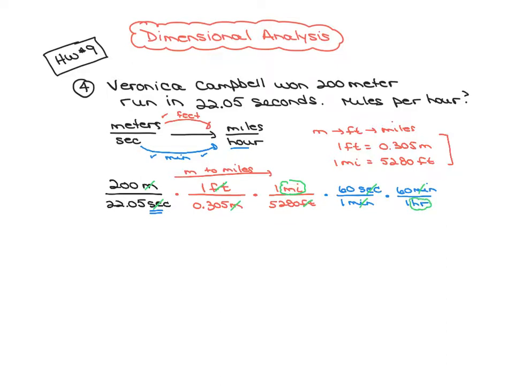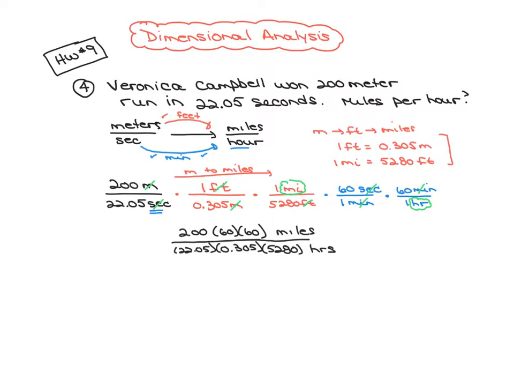All right, let's collect all of this. We've got 200 times 1 times 1 times 60 times 60, and that's going to be in miles. And then the denominator, I have 22.05 times 0.305 times 5,280 times 1 times 1. And that's going to be hours.